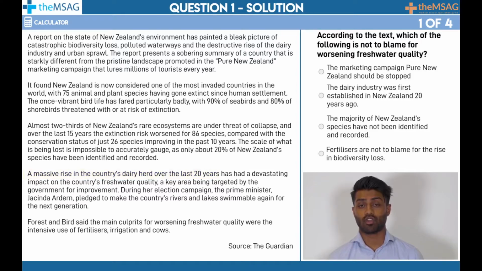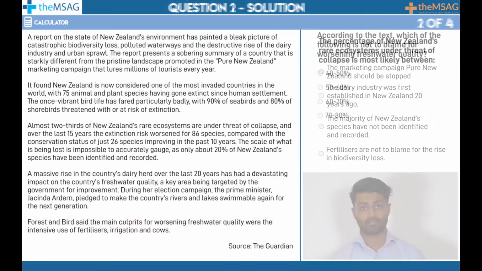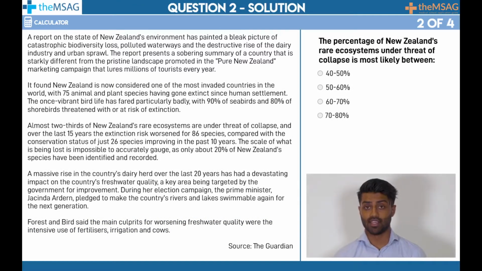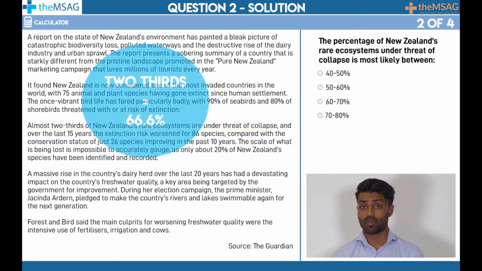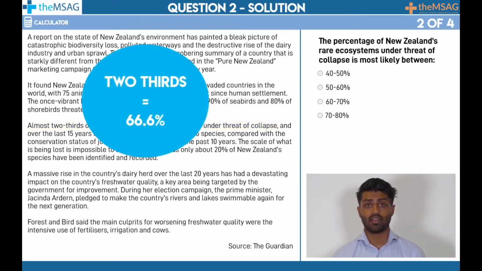Answer D is contraindicated by the text, which in the last paragraph states that a culprit of worsening freshwater quality is the intensive use of fertilizers. The correct answer is C. The text explicitly states that almost 2/3 of New Zealand's rare ecosystems are under threat of collapse. 2/3 equals 66.6, so the actual percentage is most likely between 60 to 70%.